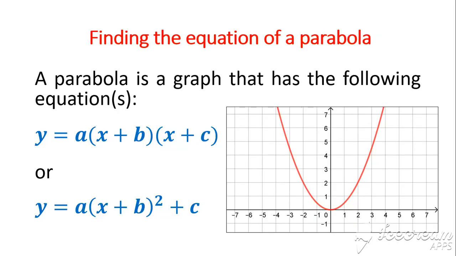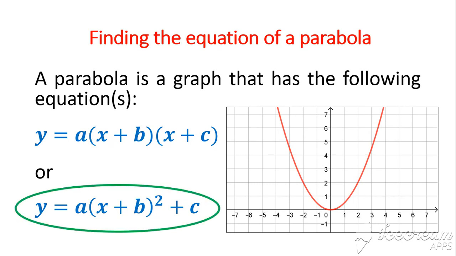A parabola is a graph that has the following equations. Y is equal to some number a multiplied by two brackets, in the first bracket x plus b, in the second bracket x plus c, or another form, y is equal to some number a multiplied by one bracket squared, so x plus b all squared plus some number c. In this video, we're going to focus on the second equation to start with.